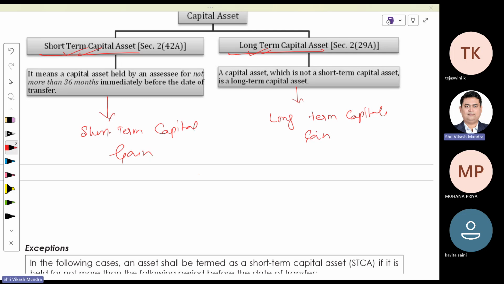Sir, is there any difference between these two? Yes, sir. The method, the mechanism of calculating gain is different. The rate of taxation is different on different types of capital gain. If it is a short-term capital gain, the mechanism to calculate gain is different, and the rate of taxation on that gain is different. And on the other hand, if you are earning long-term capital gain, the rate and method of computation is different. Is it clear?